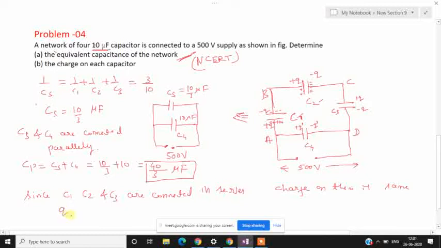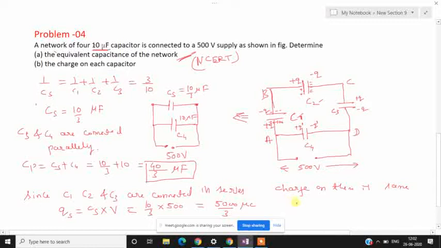So I'll write that as QS. The charge on the series is nothing but CS into V, the total potential difference across. The potential difference across CS and across C4 is the same, because they are connected in parallel. CS we have calculated, that is 10 by 3, into the potential difference of 500 volt. So you will get 5000 by 3 μC, that is the charge on C1, C2 and C3.